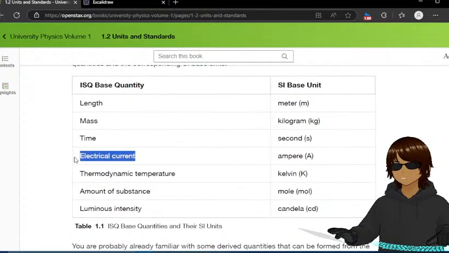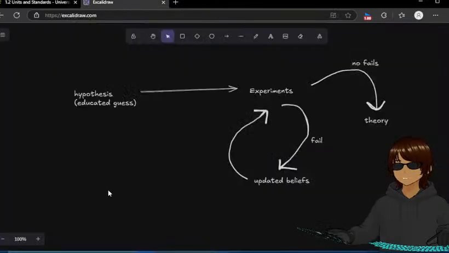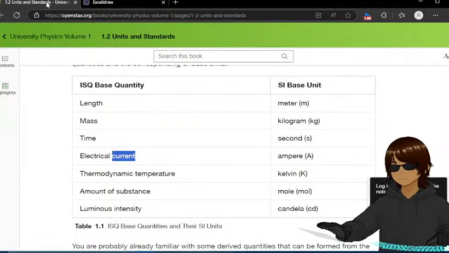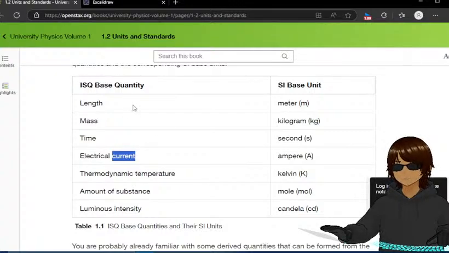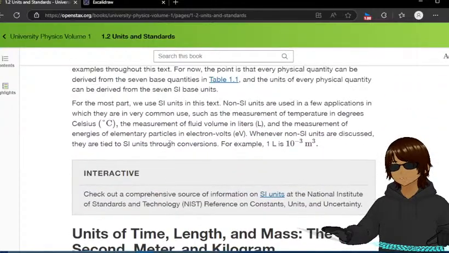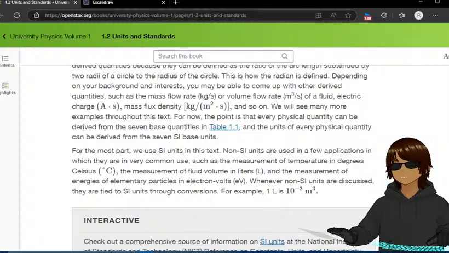Wait, so electric current, isn't that like a measure of how many coulombs have passed a particular point? Like in a wire? This is a wire, and let's say there's this point over here. So current would be how many coulombs have passed this point. Or maybe I might be wrong. When we get to the electricity chapter, it would be clear to me. This is why I'm revising physics. It's been a very long time since I last did anything with physics.